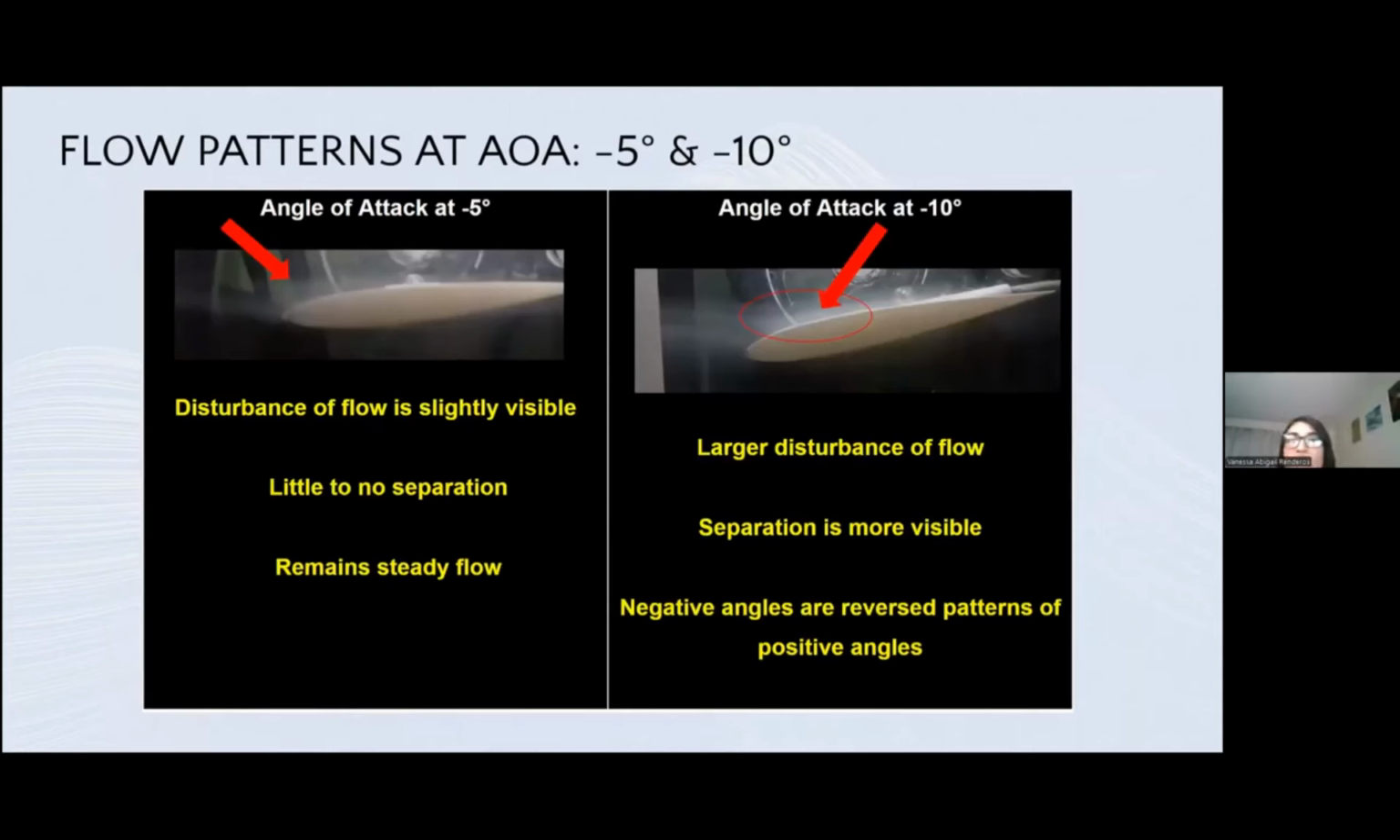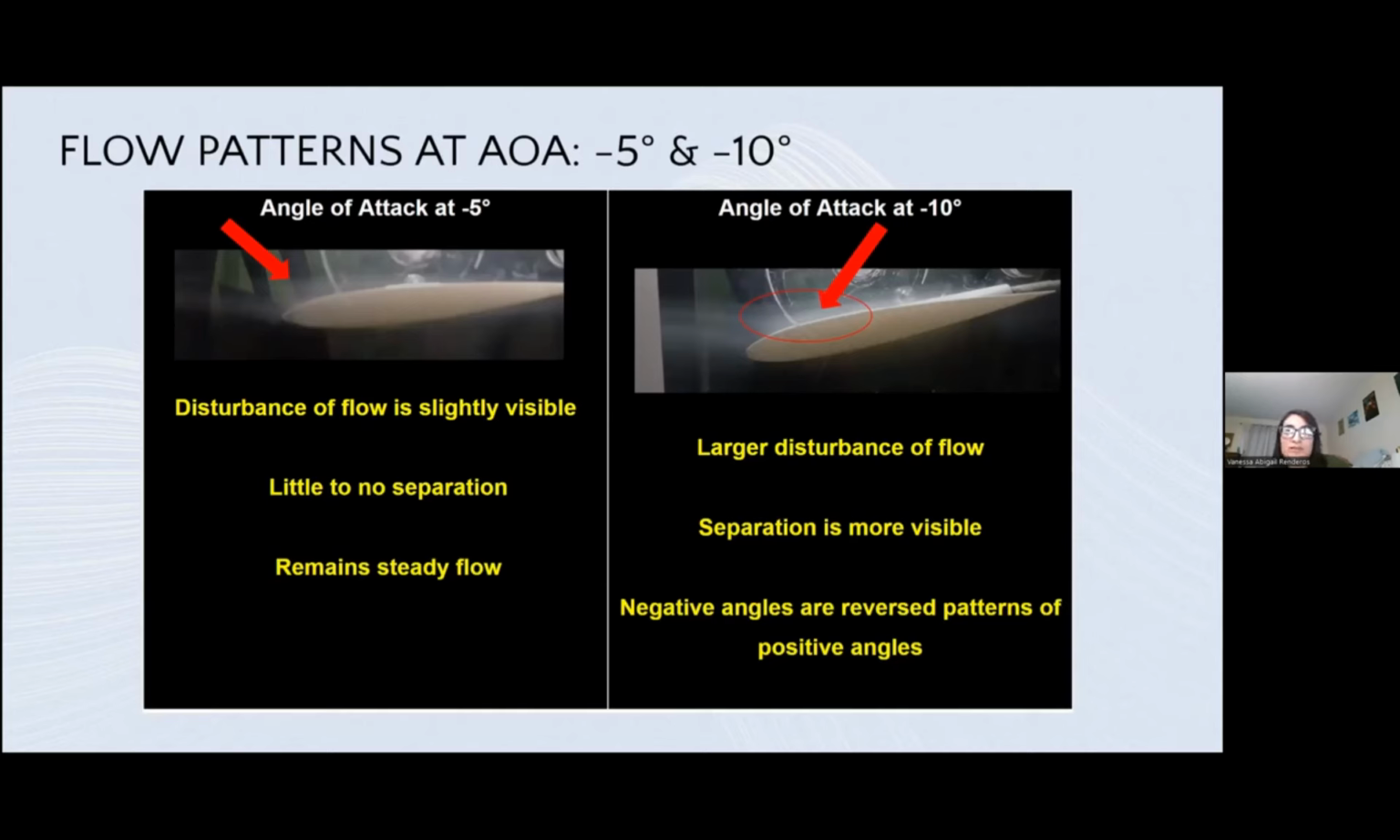Hello, I'm Vanessa. At these negative angles, -5 and -10 degrees, our observations are reversed, similar to the positive angles that Noah just discussed. Although for -5 degrees we start to see a creep in the disturbance of flow, it still remains steady with little to no separation.